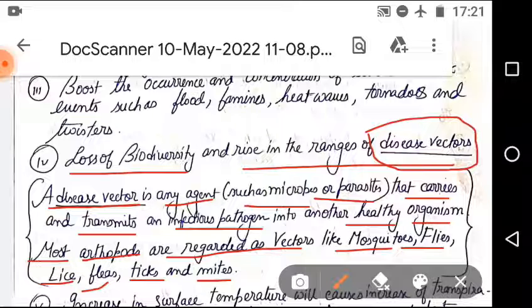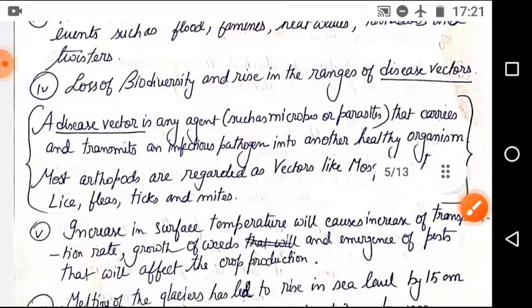And plus, due to the rise in temperature, it's a good atmosphere, good climatic conditions for them to breed, for them to grow well. Okay, and that's the main cause of the effects of global warming.